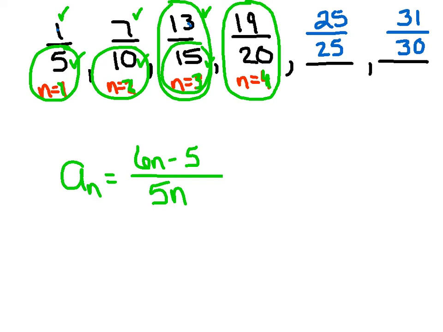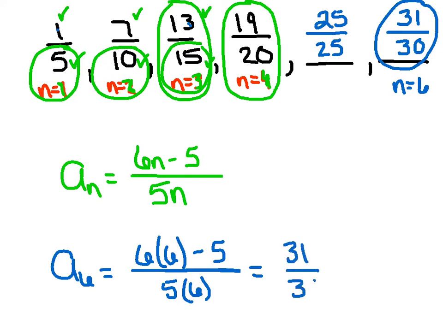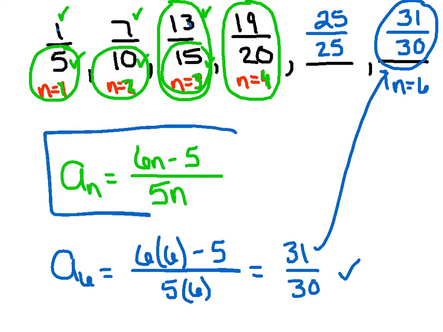Last thing I want to do is really give it the ultimate test. This right here was the 6th term, so I'm going to test it here. I'm going to say the 6th term is 6 times 6 minus 5 all over 5 times 6. So I just substituted 6 in for my n's. Let's see, 36 minus 5 is 31, all over 5 times 6 is 30. Wow, yes, it worked. We got a match. So that tells me right here that this is a good formula for the nth term.